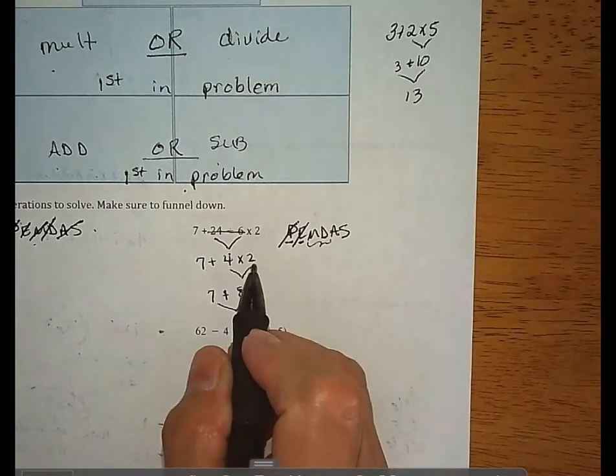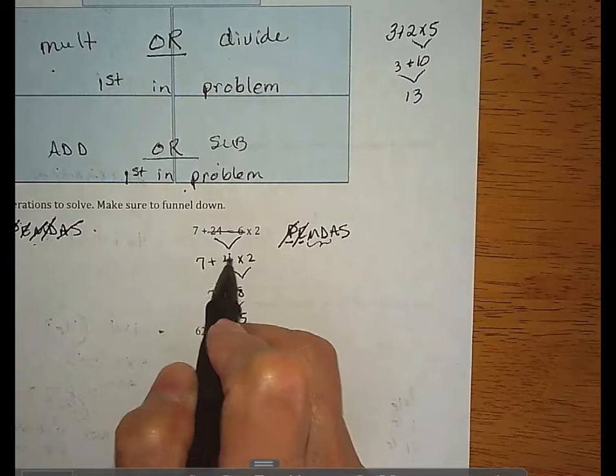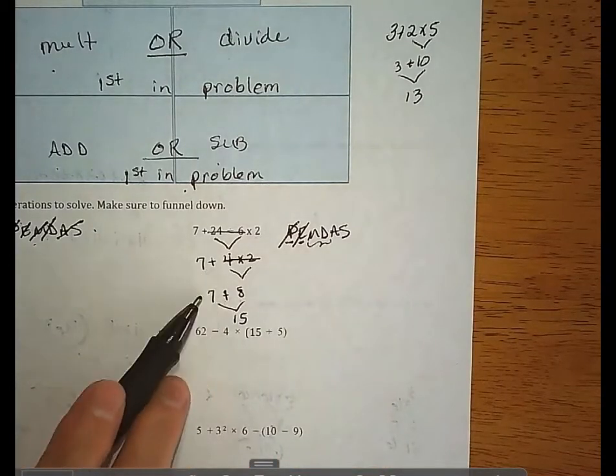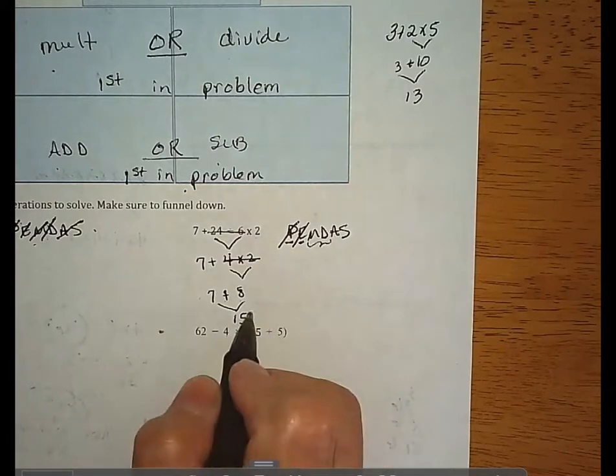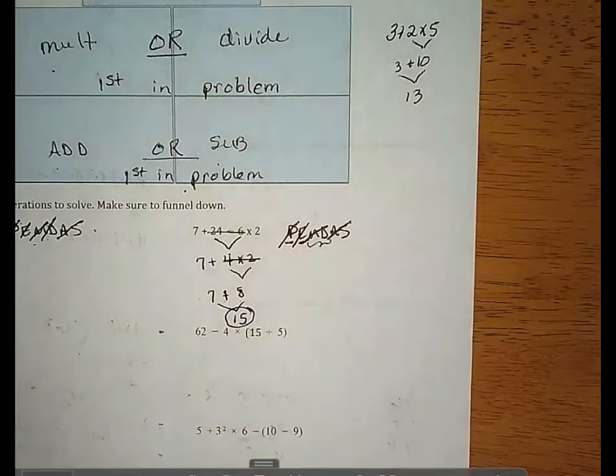We still have a multiplication here. So next we would do the 4 times 2, which gives us 8. So we're done with that. And then we bring down the operation symbol plus and the 7. And then 7 plus 8 gives us the 15, which is our final answer. So we've taken care of all of our operations.